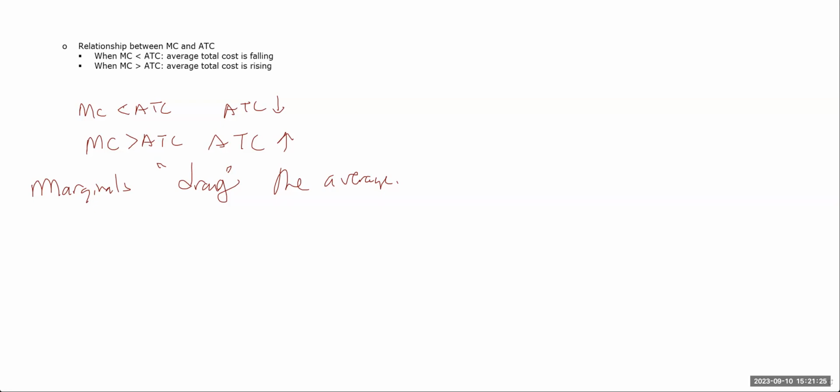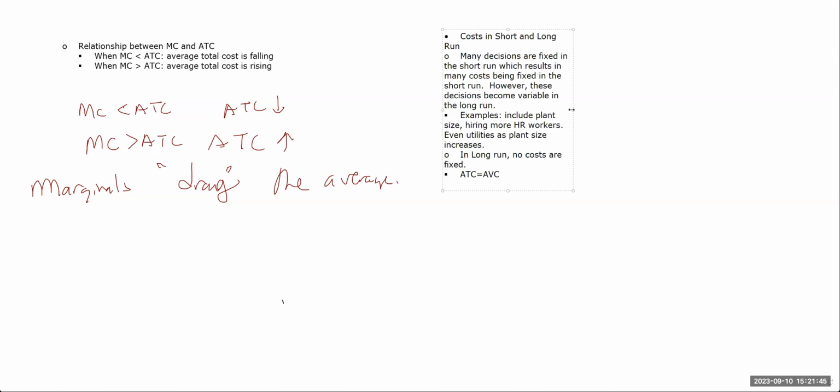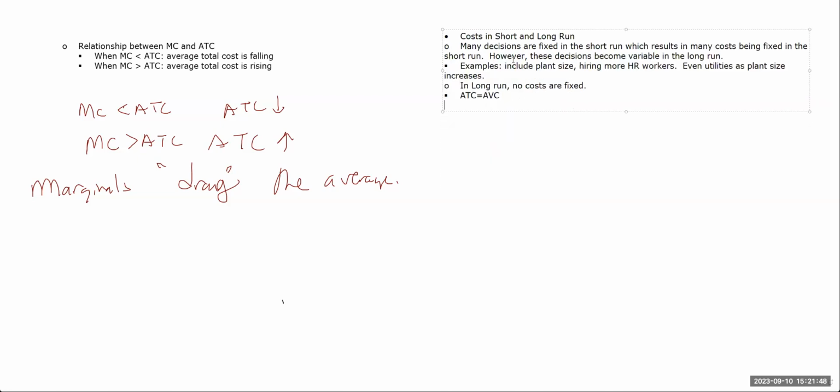The next thing we're going to talk about is short run versus long run. This whole time we were talking about decisions or costs in the short run. How do we know we were in the short run? It's because we had fixed costs associated with decisions we could not change. In the short run, many decisions cannot be changed.